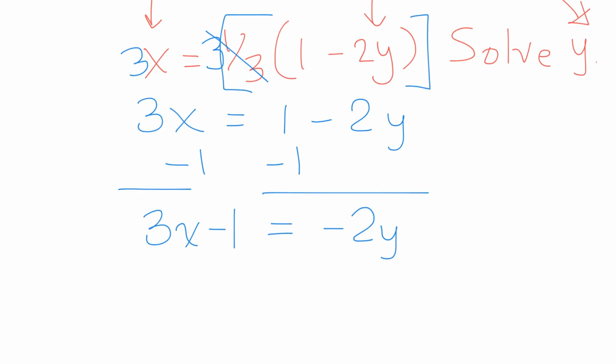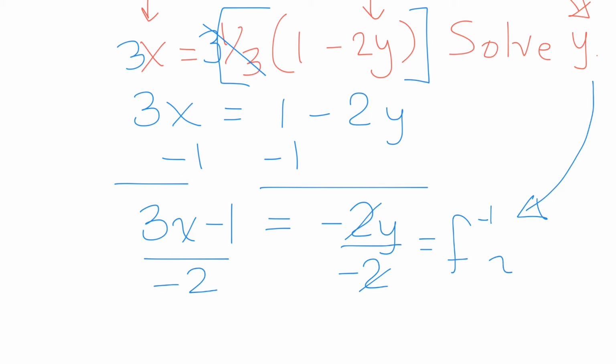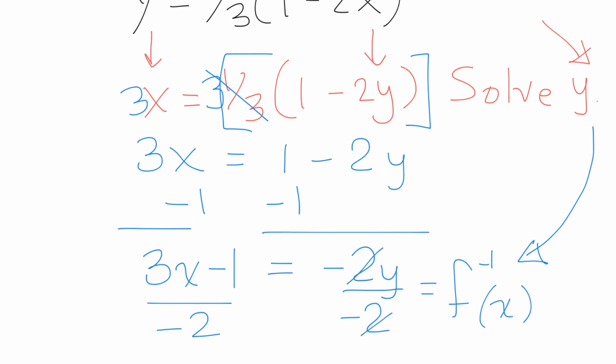And when I divide by negative 2 on both sides, I now have what y is. Remember that when you solve for y, that is the inverse function. Okay, so at this point, we now have our inverse function to be (3x minus 1) divided by negative 2.